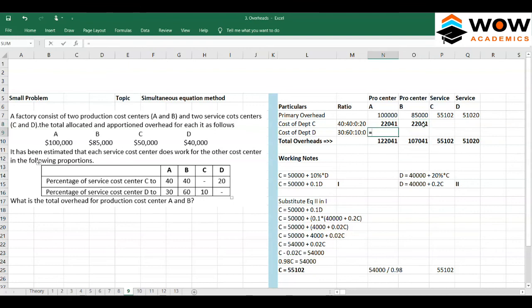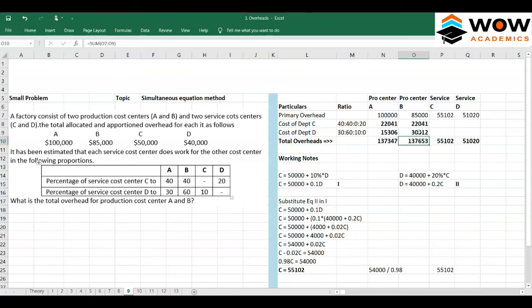And for D department, once you allocate like this, the number will be eradicated. Okay, the number will be eradicated. Let's check for this. It is 51,020 into 30 by 100. So again it's going to be 60 by 100 here.